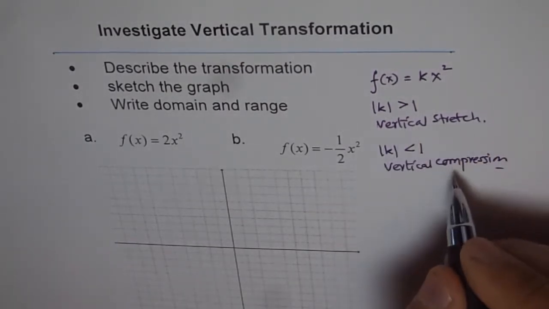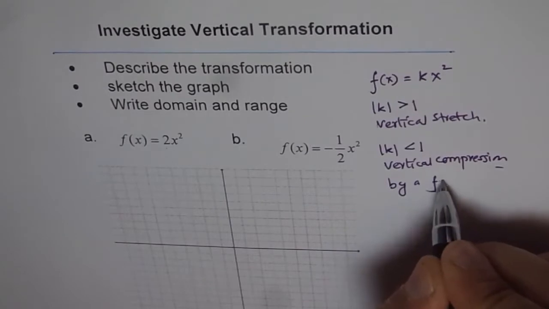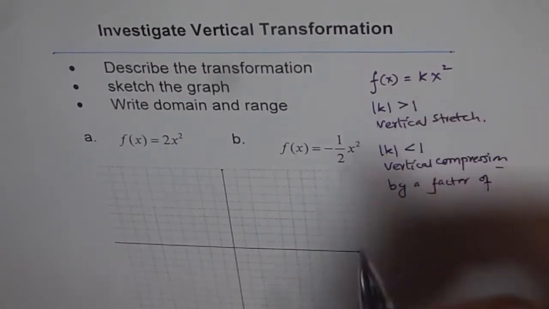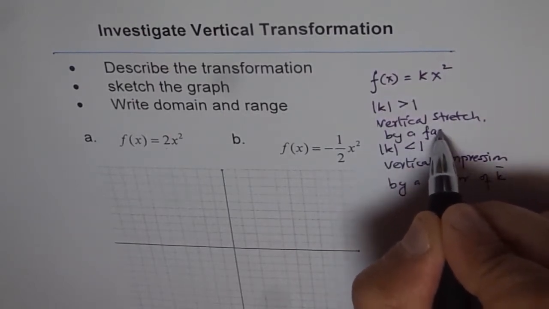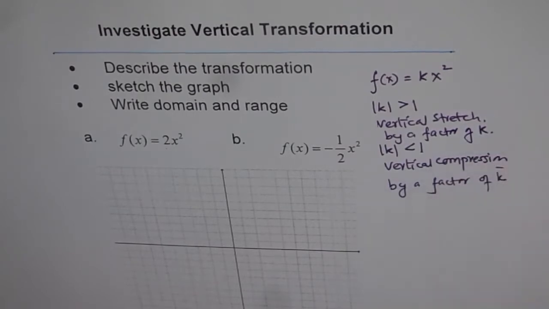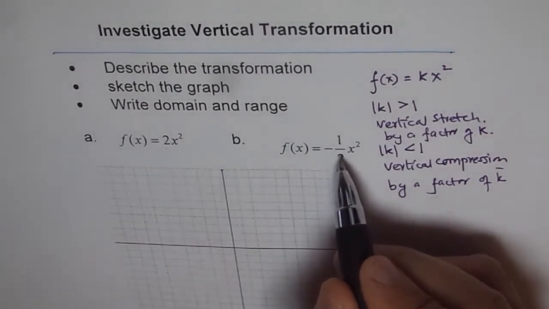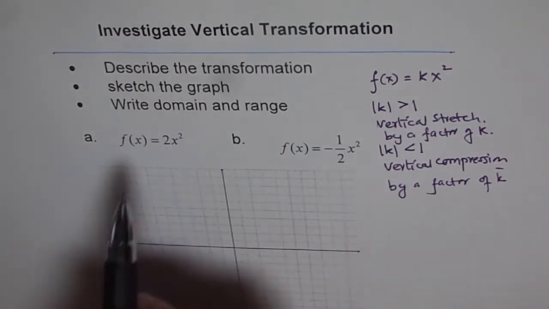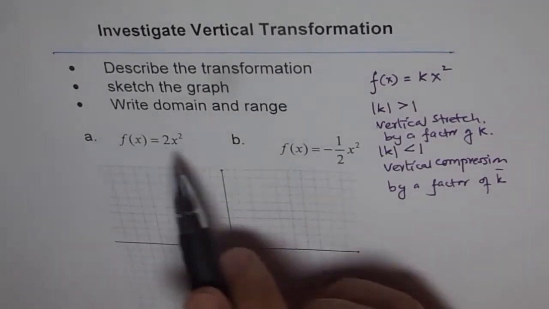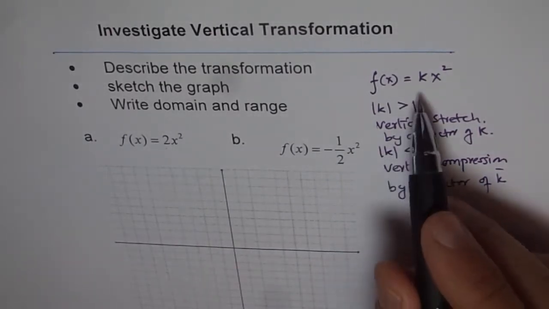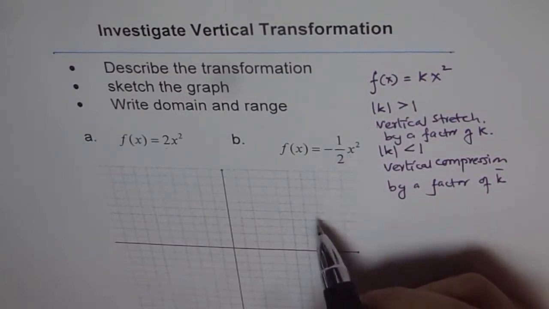And these are by a factor of whatever the number is here. So we say vertical compression by a factor of... In this case, let me write k in general. Here, vertical stretch by a factor of k, right? So in this case, you can write vertically compressed by a factor of half, and this one is vertically stretched by a factor of 2. So that is what this k factor gives. So k is half, that means it is less than 1, so it is vertically compressed.